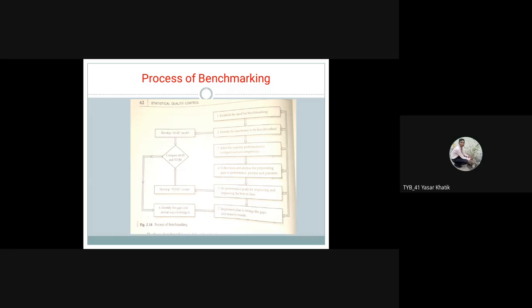The first question comes from your organization: what is the need for you to do benchmarking?